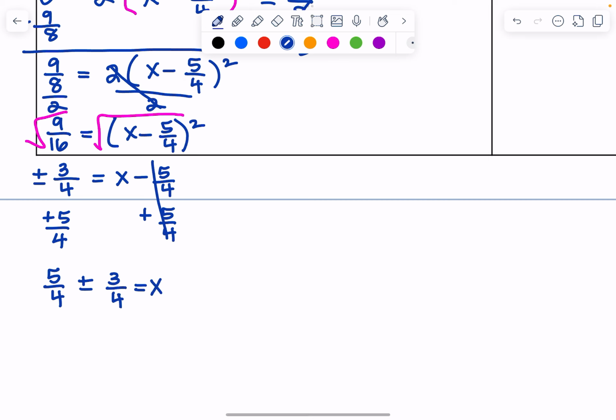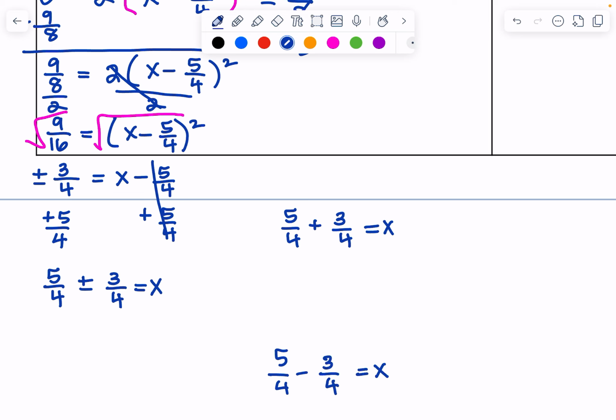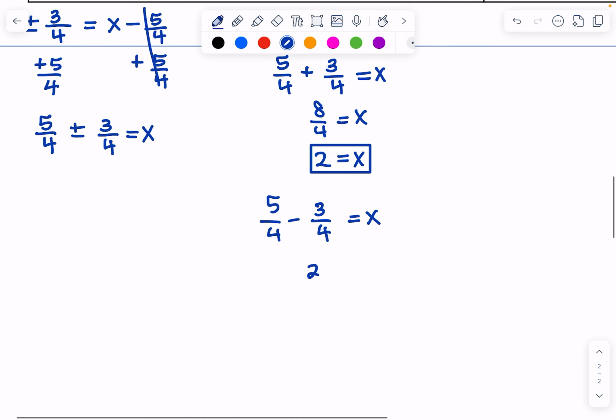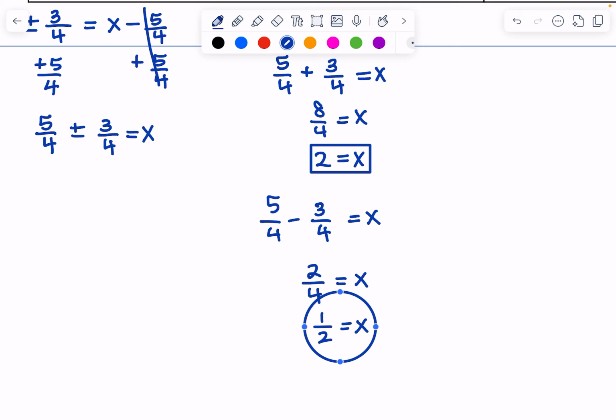And from here, I get my two solutions. One has the plus, one has the minus. So I have 5/4 plus 3/4 equals x, and I'll have 5/4 minus 3/4 equals x. And when I simplify these, I get 8/4 equals x, or 2 equals x for my first solution. And for the second one, 5 minus 3 is 2/4 equals x, or if I simplify that, that would be 1/2 equals x. So we got the same thing by graphing and factoring that we did just now with completing the square.